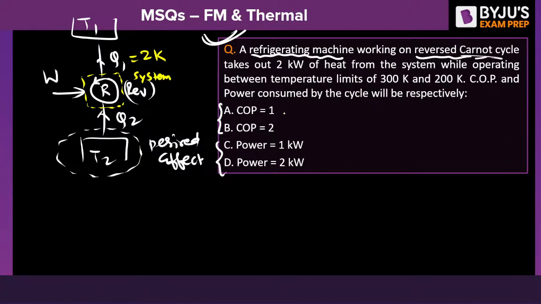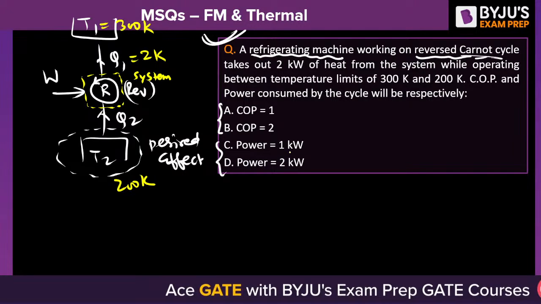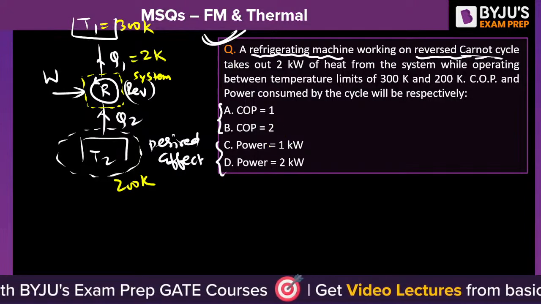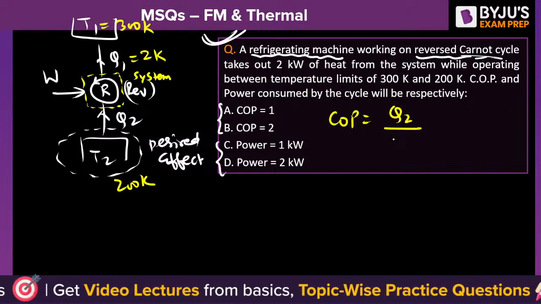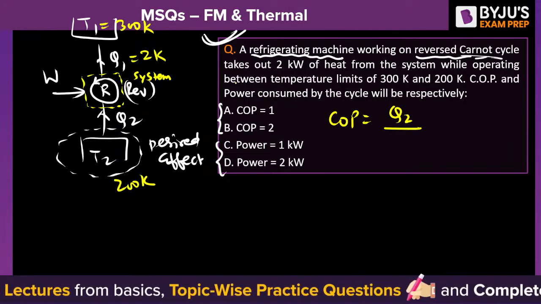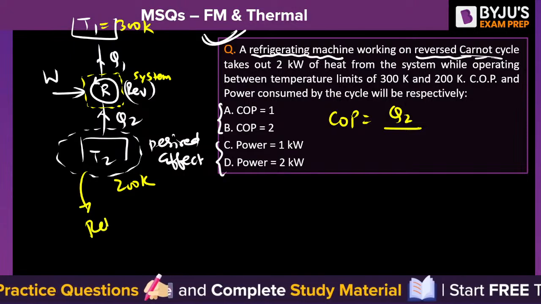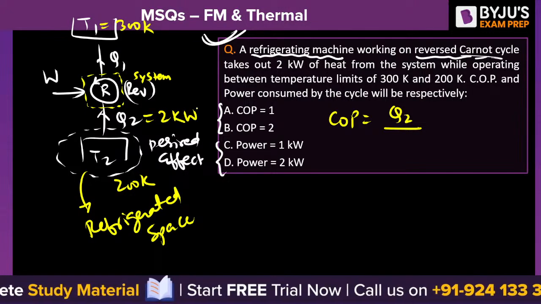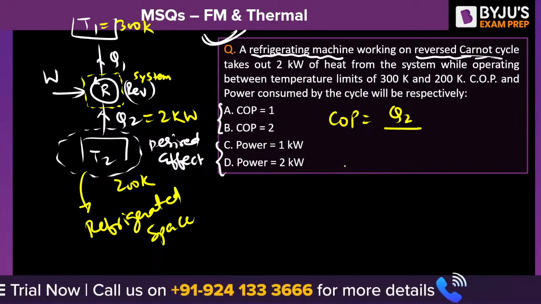The machine is the system, while operating between temperature limits of 300 Kelvin and 200 Kelvin. COP and power consumed by the cycle will be? COP and power consumed. So can we say COP is equal to Q2 by, actually this system is the refrigerated space. This is the refrigerated space. So Q2 is given as 2 kilowatt. Is it Q2 or Q1?